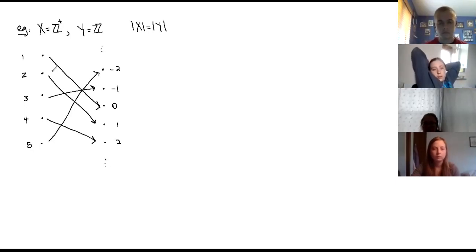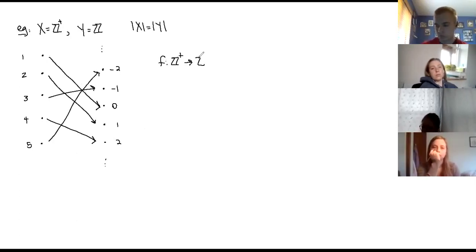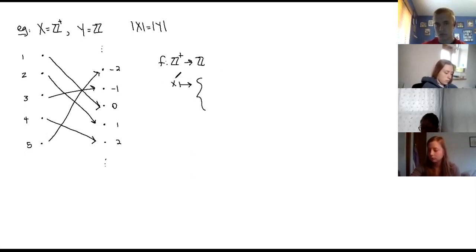If we just did 1 to 0, 2 to 1, 3 to 2, etc., then we'd leave out all the negative numbers, and that would not work. That wouldn't give us a bijection. But if we crisscross and go back and forth, we're going to be able to hit all of the positive and the negative numbers. Here's your technical function. It's a little complicated. So f is going to go from the positive integers to the integers. It's going to take an element x and send it to one of two things. So this is a piecewise function. It's going to send it to x divided by 2 if x is even.